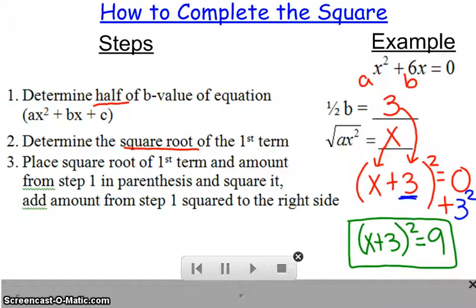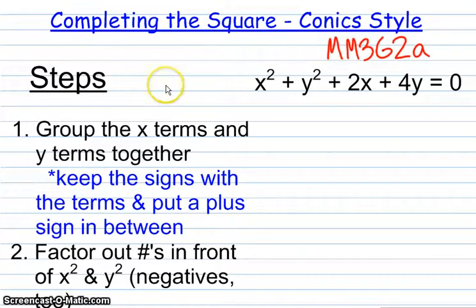Now that we know how to do this, we need to practice this with an actual completing the square problem. So here are our actual notes for completing the square with conic style. The standard we're focusing on today is MM3G2A, which is specifically about changing conic equations from general form to standard form. Looking through, there are 4 steps. I'm going to have them over here on the left-hand side, and we have our equation over here on the right. At this point, I'm going to start our recording.